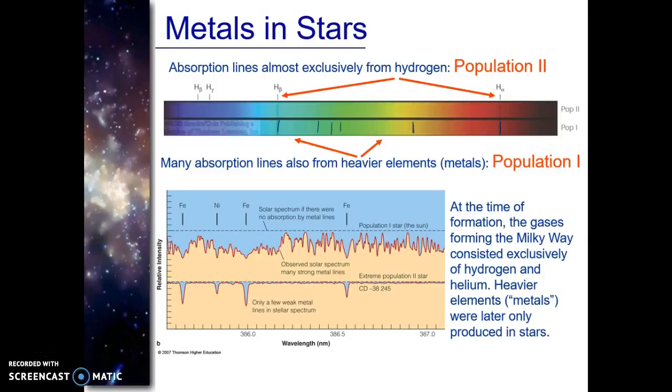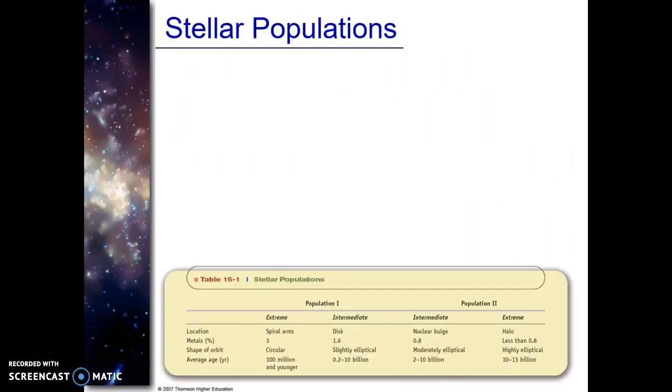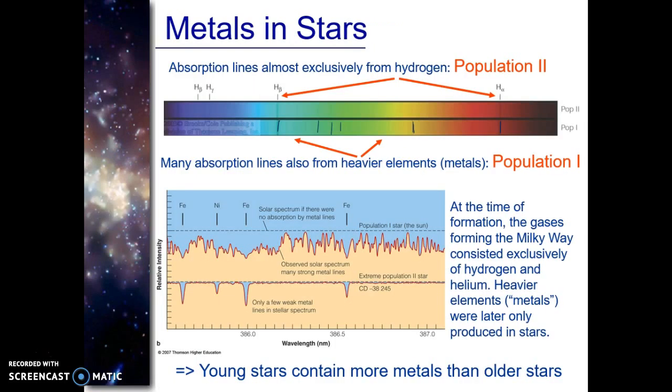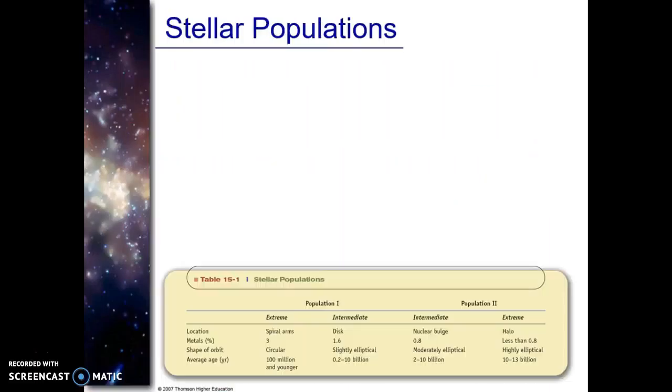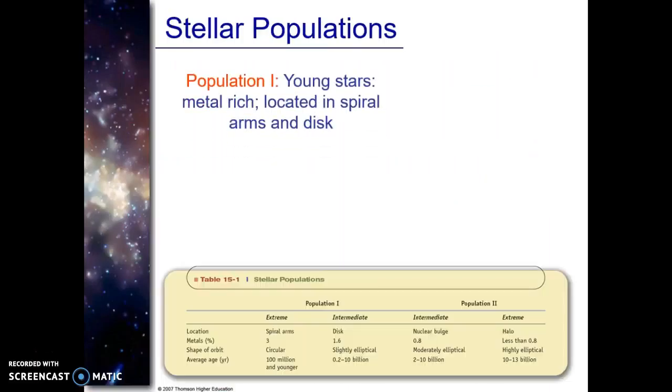At the time of formation, the gases forming the Milky Way consisted exclusively of hydrogen and helium, and the heavier elements were only produced later in stars by nucleosynthesis. Young stars contain more metals than older stars do. The nucleosynthesis is spreading all that metal back into the interstellar medium, so the younger stars that are forming now are going to have more metals in them than the older ones will.